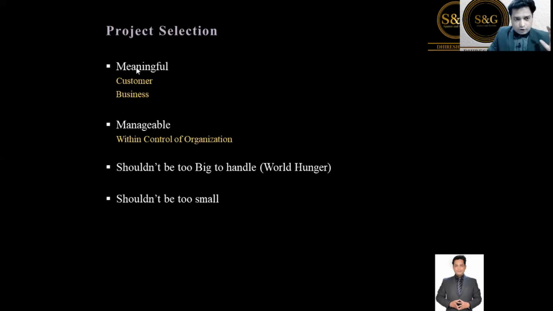So it should be meaningful to the customer and meaningful to the business. It should be manageable, within your control. You should have firm control over the root causes of the challenge. It shouldn't go too big to handle. It should not be a world hunger project. Okay, "I will end world hunger", it should not be like that. It should be very specific and measurable. And it shouldn't be very small either.